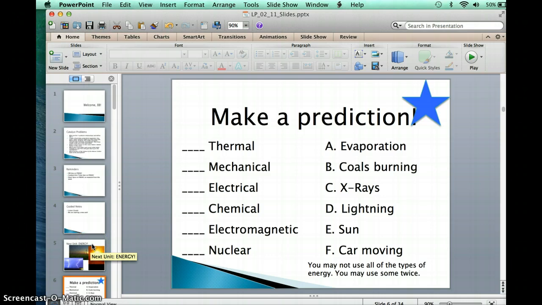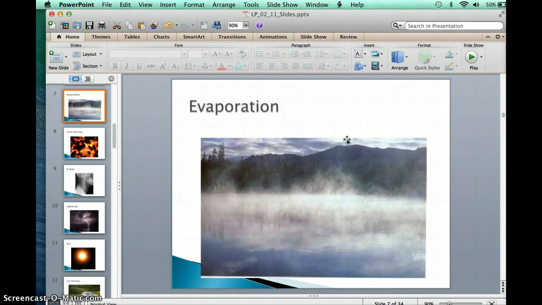You're going to match up the example, which is over here, evaporation, coals burning, all that, to the type of energy that you think it is an example of. You may not use all the types of energy, and you might actually use some twice. So we're going to actually check these at the end of the notes to see how well you did. So the first one is evaporation. So what type of energy is happening, or is this an example of? Evaporation. So water going from a liquid to a gas.